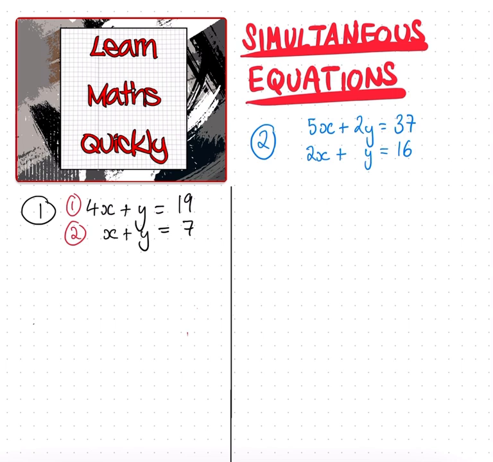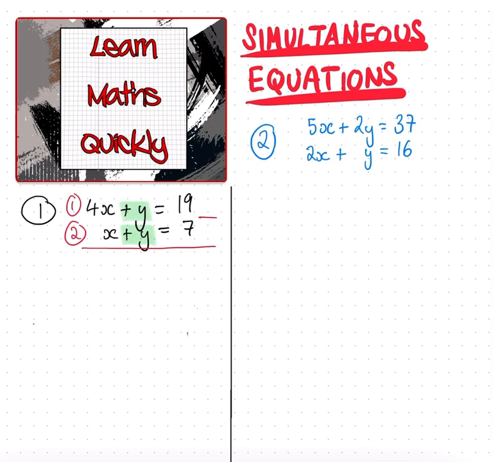Now, in this situation, we're quite lucky because we've got a plus y on the top line and a plus y on the bottom line. So a good way to eliminate that is to think of it as a column subtraction. So I'm going to write a subtraction sign there, and I'm going to write the equal sign underneath. Now we do this exactly the same as if it was just a simple column subtraction with numbers. Even though there's letters and equal signs, just imagine it as a normal column subtraction with numbers.